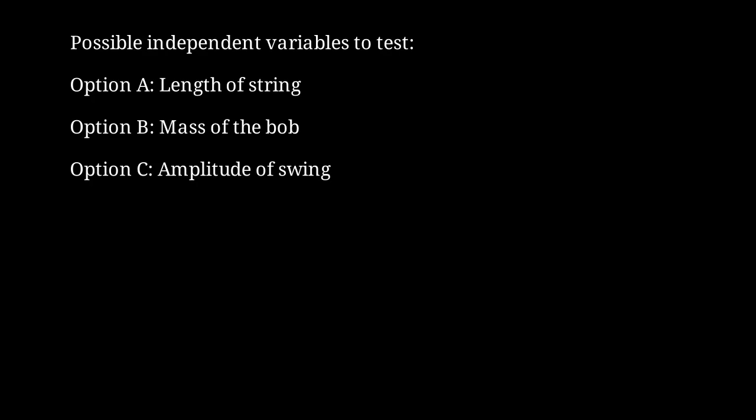Option A. You could vary the length of the string and measure how period changes. Option B. You could vary the mass of the bob hanging on the string. Option C. You could vary the amplitude, how far you pull it to the side initially. Here's the key insight. You must test one variable at a time. If you change length and mass together, you'll get confused results.